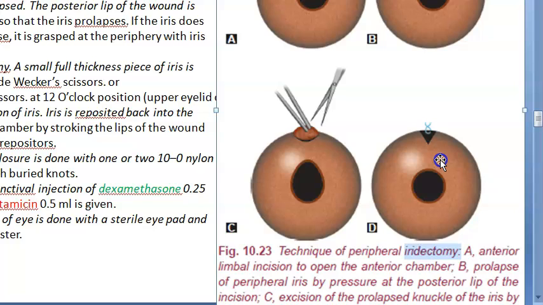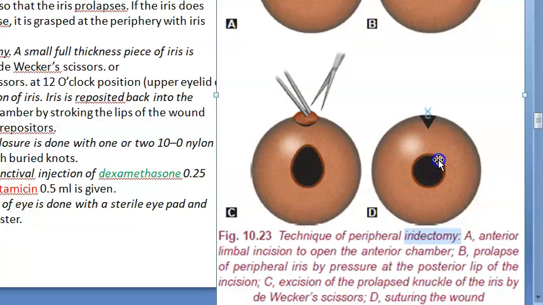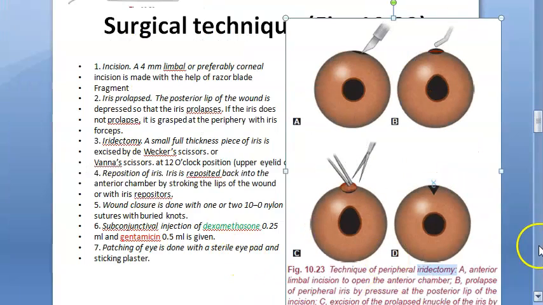For a prolapse of peripheral iris, first by pressure at the posterior lip of the incision. Excision: C is the excision of the prolapsed knuckle of the iris by Wecker's scissors and then suturing the wound. They will use a nylon suture.